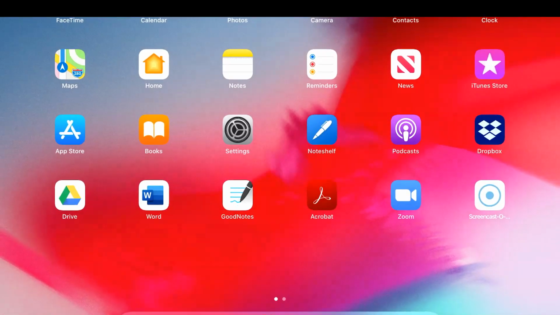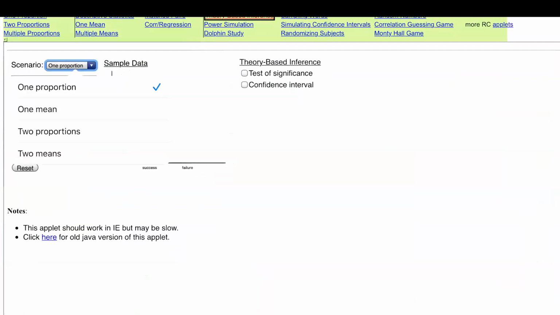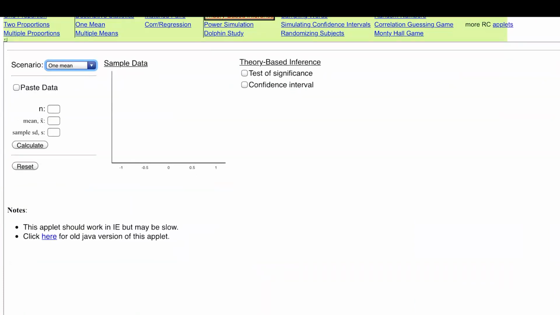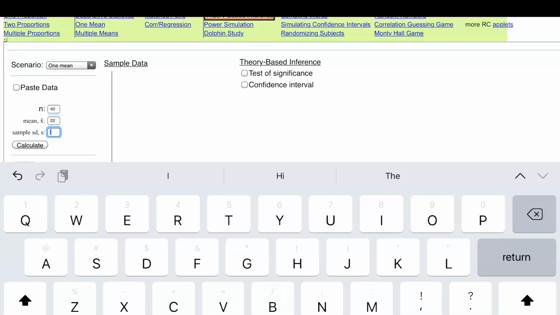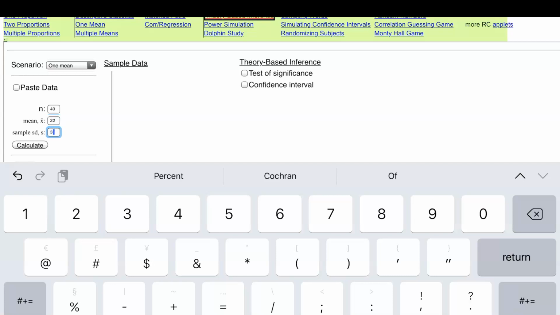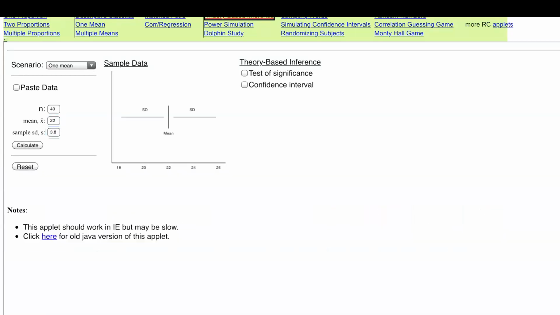So let's take a look at that. We're going to go to the theory-based inference applet. And now our scenario is not one proportion, it's one mean. We're still going to put in our sample size n, in this case 40, and our sample mean, in this case 22, and our sample standard deviation, in this case 3.8. Depending on the kind of computer you have, you don't have to hit calculate necessarily. The picture is not very useful in this case.